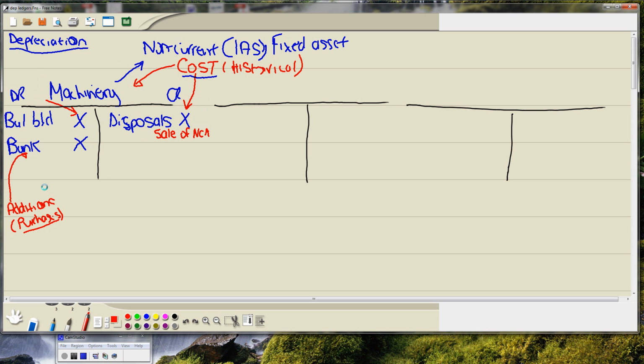So all the red is just notes. Don't put this on the ledger when you're writing it. It's just for notes here. So that's all that happens in a non-current asset ledger.